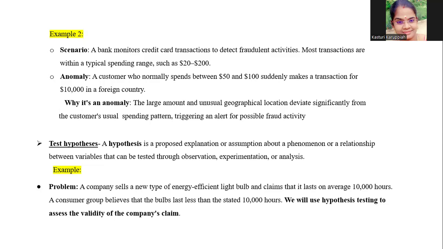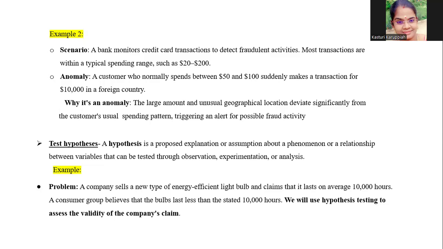Test hypothesis. What is a hypothesis actually? It's a proposed explanation or assumption about a phenomenon or a relationship between variables that can be tested through observation, experiment, or analysis. Through observation, experiment, or analysis, we are justifying an explanation or assumption. That's it. Okay. You can see the example.